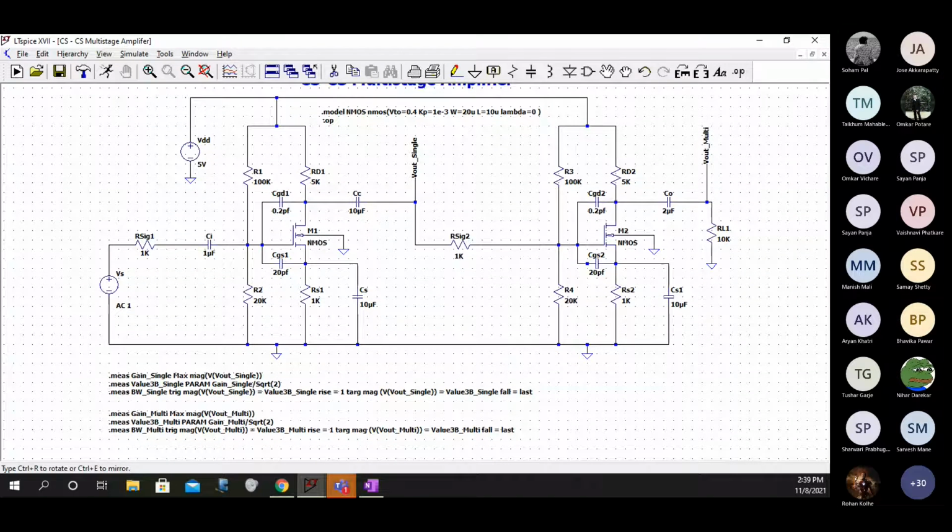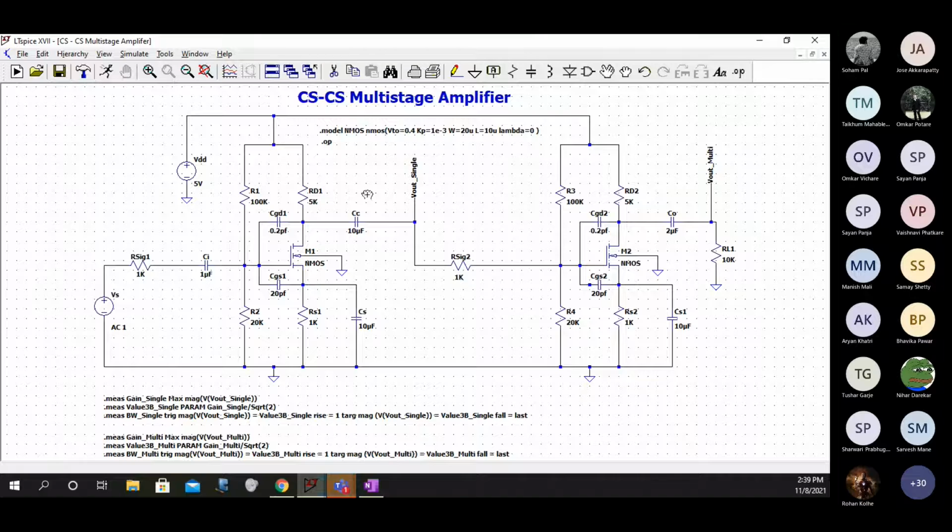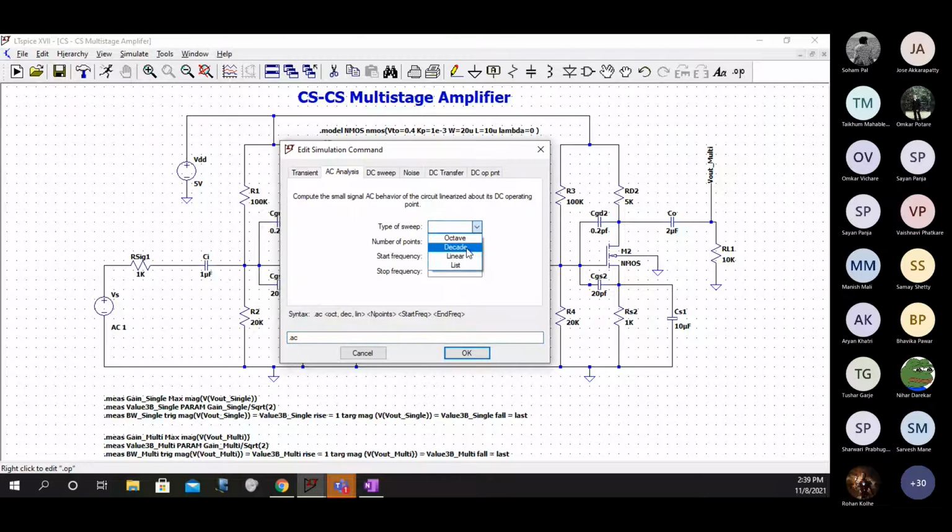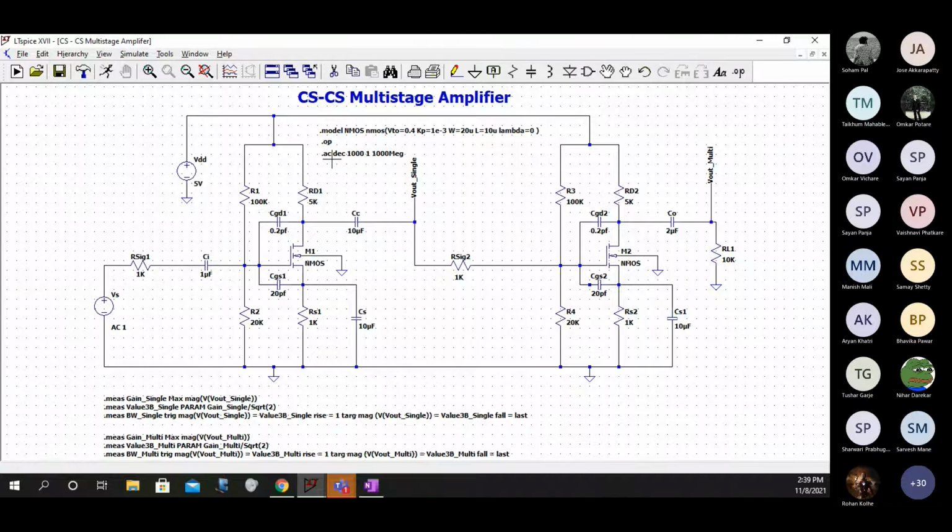Now if I use a .op command with a .ac command, this is something really new. I'll copy this, right click on this, AC, decade, and here you put 1000 meg. Now I run a .op command with a .ac command.